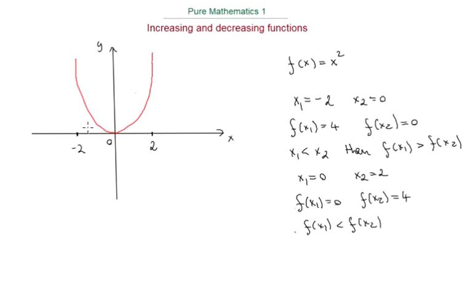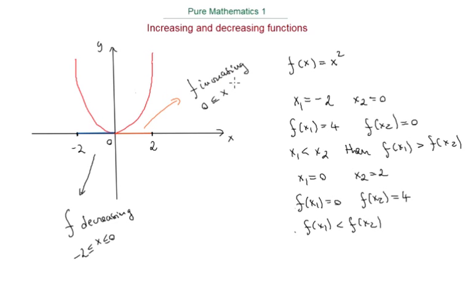It does both. For instance, in the interval -2, 0, f is decreasing. But for x between 0 and 2, we will say that the function f of x is increasing. So basically, to study whether a function is increasing or decreasing, it is also important to study the interval over which we are looking at the graph.